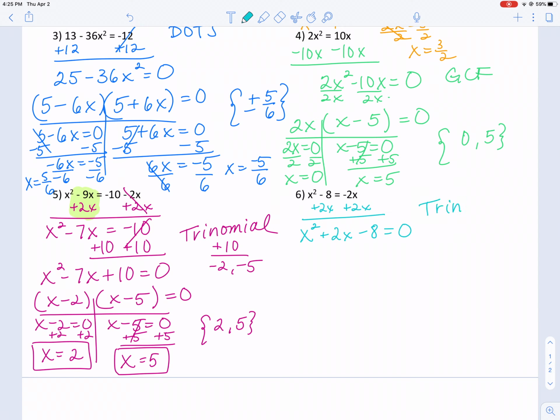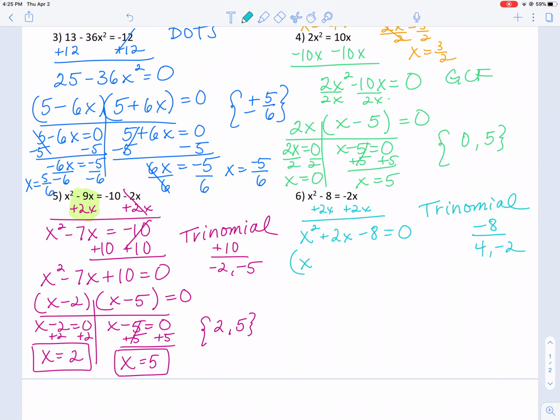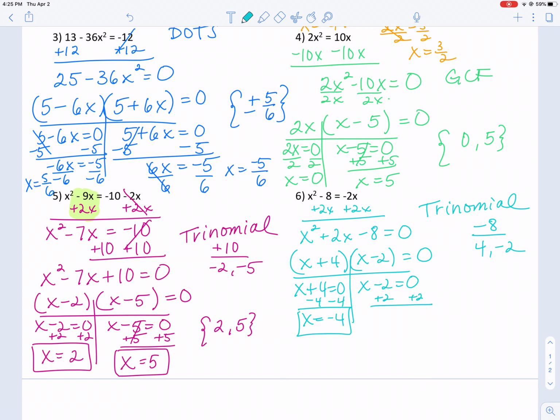Once again, this is a basic trinomial. You're going to ask yourself what multiplies to negative 8 and adds to positive 2. It's got to be 4 and negative 2. Because if I do x plus 4 and x minus 2, they multiply to negative 8, and if I add them together, they add to positive 2. So when I set up the T, notice all my equals 0. Everything equals 0. It's so important. If you subtract 4 from both sides, x equals negative 4. And here, if you add 2 to both sides, x equals positive 2. So here are your two solutions, negative 4 and positive 2.